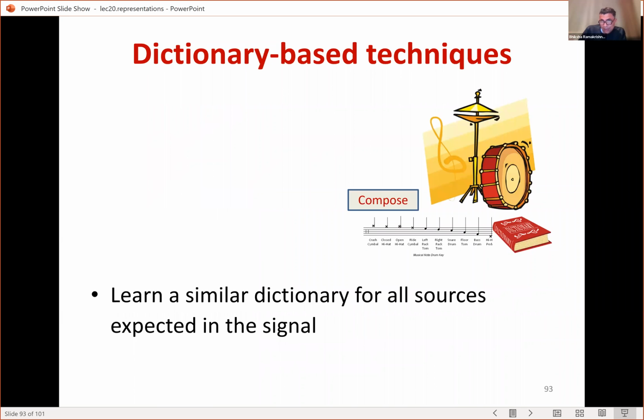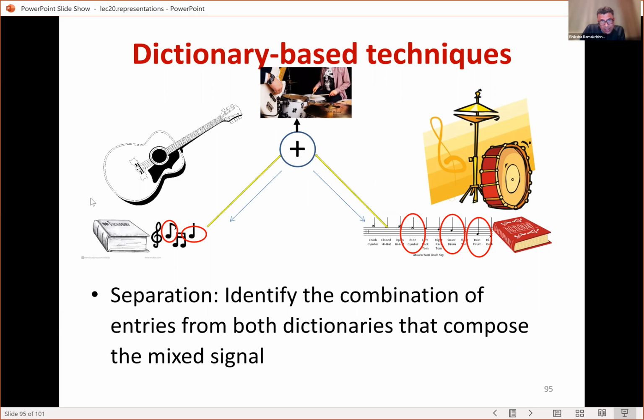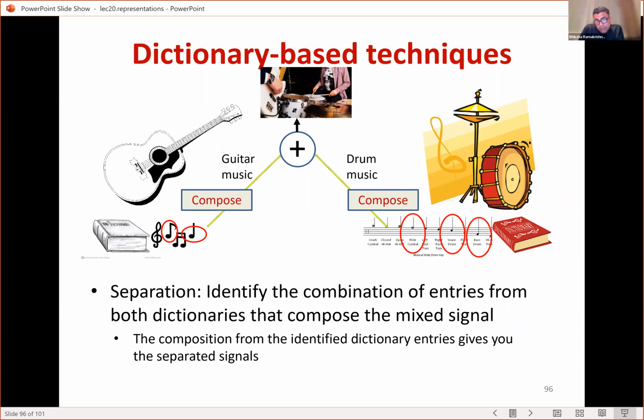Then similarly, I'd have a collection of training data from the drums, and then I'd learn a model which can only generate data that sound like the drums. And now when I have a mixed recording, I'm going to try to figure out how to select entries from the guitar dictionary and entries from the drum dictionary so that when these are summed up, the result sounds like my mixed recording. And then once I do that, the entries from the guitar dictionary when recombined give me just the guitar portion of the recording, and the entries from the drums dictionary will give me just the drums portion of the recording.